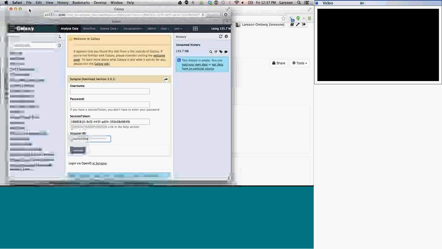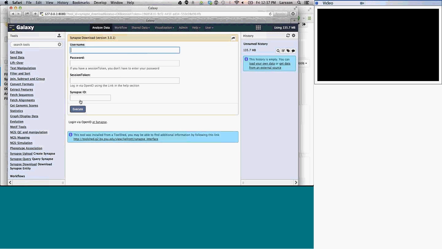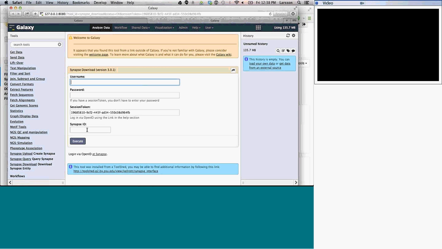This is a Galaxy instance I'm running on my own machine, and you can install a Synapse interface through the tool shed. So I'm going to say, okay, I want to upload Synapse downloads. I'm going to fetch this data set that we just looked at, and pick the Synapse ID that I just copied over there. You can put in your username and password, but it's easier to log in using an open ID. You just click on this button right here, and it will open up a new interface that has logged into Synapse.